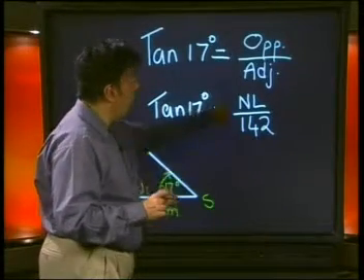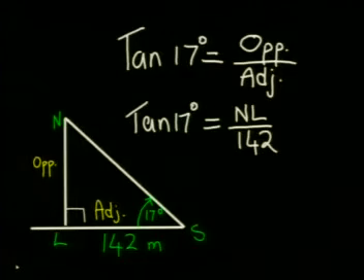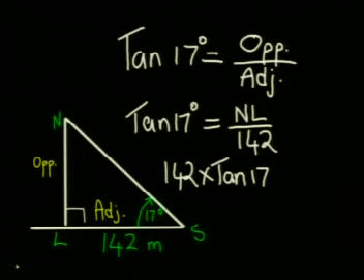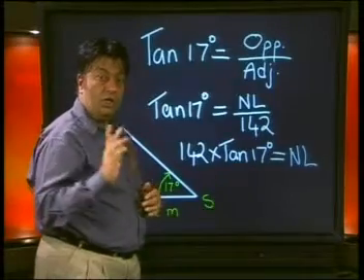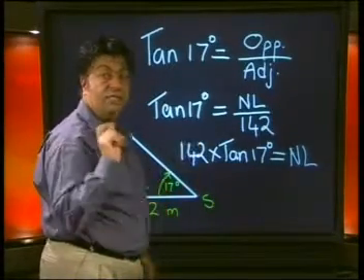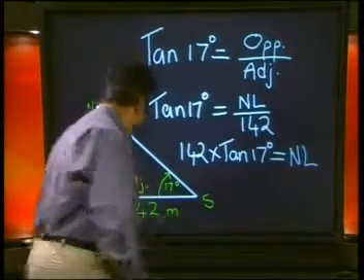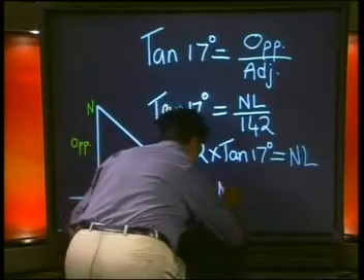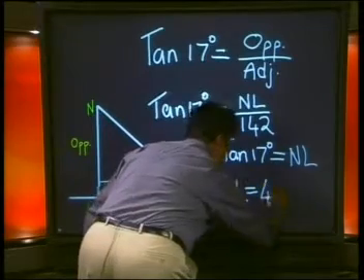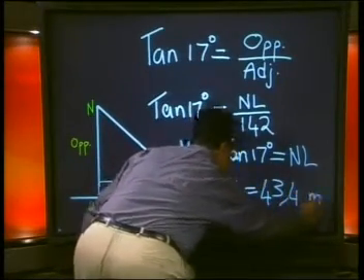Now the rest is easy. We have to solve for NL. Multiply both sides of the equation by 142. So 142 times tan 17 degrees is equal to NL. Use your calculator to find the answer. You should find that the answer is 43,4 meters. So the height of the north pylon NL is equal to 43,4 meters.